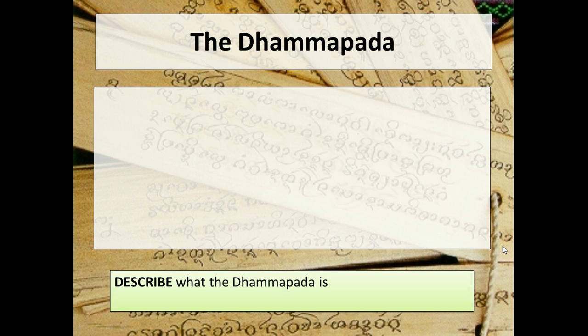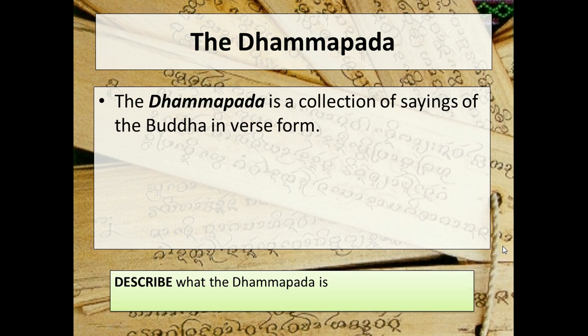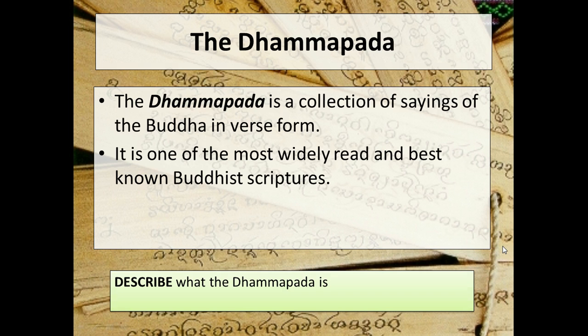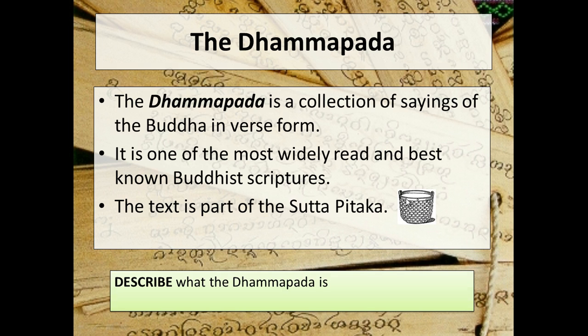So the Dhammapada, we've already learnt that it's a Buddhist scripture. What else can we say about it? Well, it's a collection of sayings of the Buddha in verse form. That means poetry, basically. It is one of the most widely read and best known Buddhist scriptures, and the text is part of the Sutta Pitaka, which, as we learned in the previous video, is one of the 3 baskets of the Tipitaka.